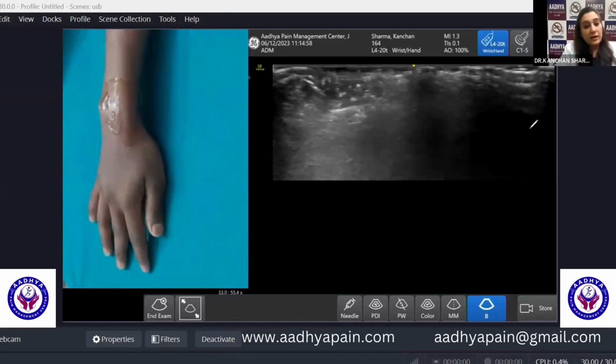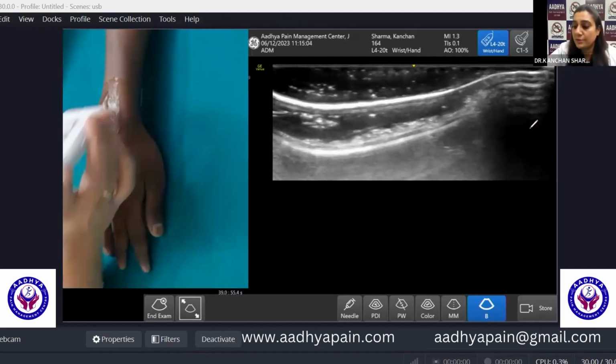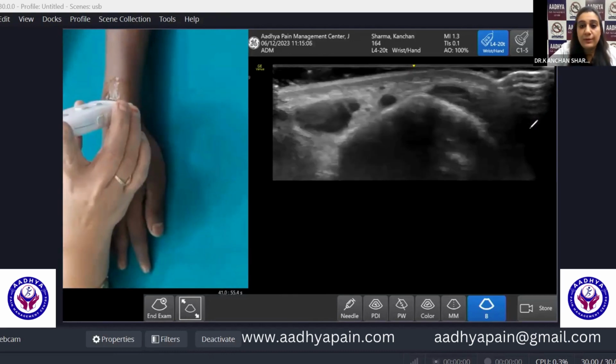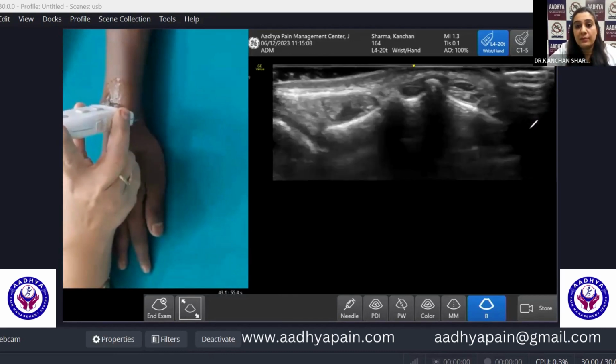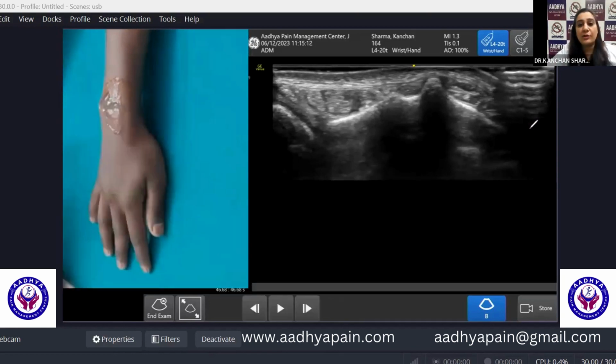So if you are again going to identify the third compartment, we'll go back to our Lister's tubercle. Again, I'll put my probe over the Lister's tubercle. The moment I do so, you will be able to see structures like this. Okay, so this was Lister's tubercle. We have identified the second compartment.